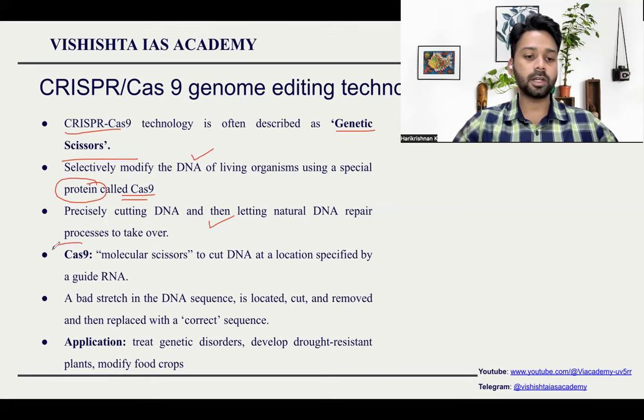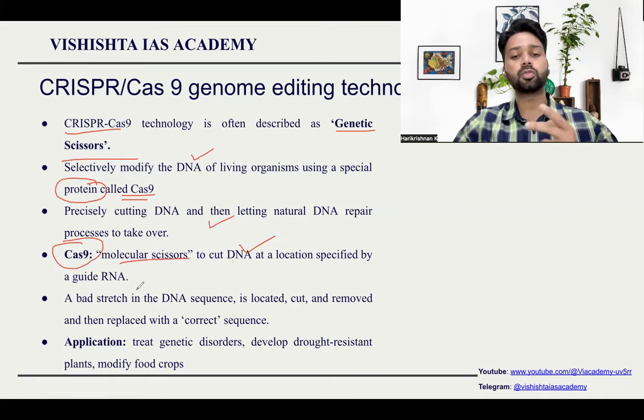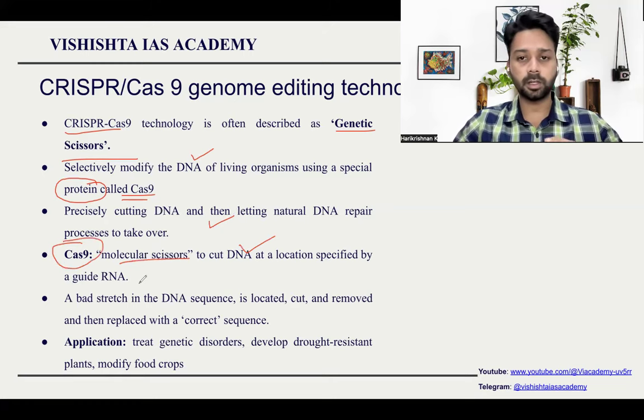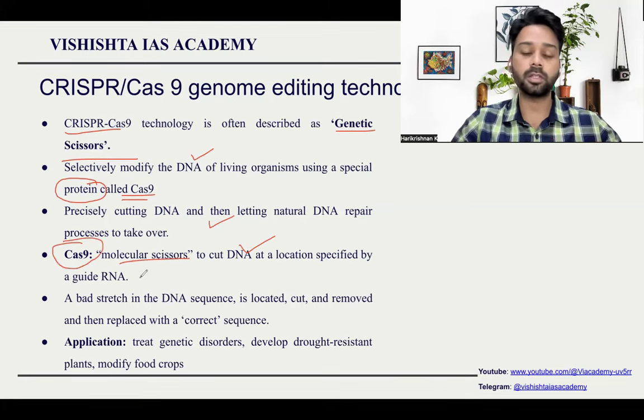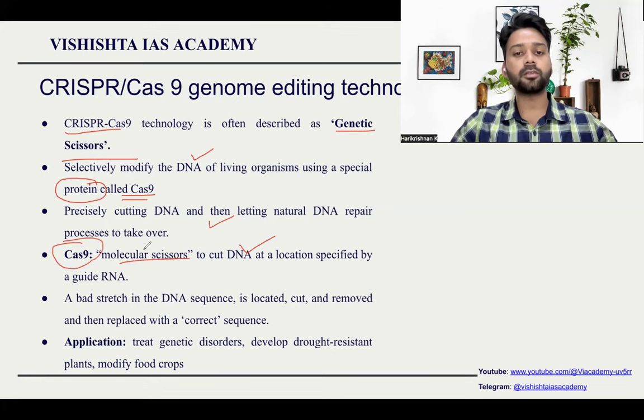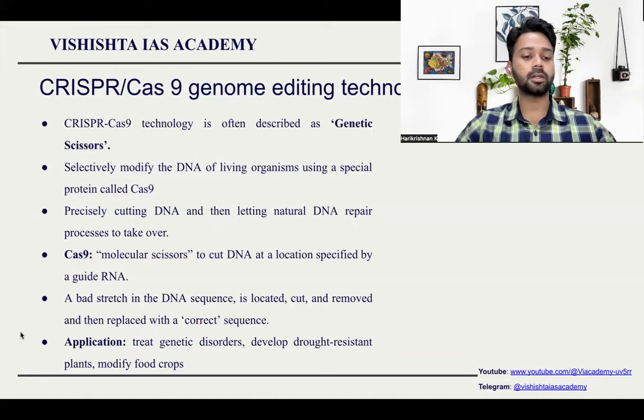So what exactly does Cas9 do? Cas9 is the molecular scissor, and it is used to cut the DNA at a location specified by a guide RNA. Two things are used: guide RNA and Cas9. Guide RNA will take the Cas9 to that particular place of the DNA where the problem is, and Cas9 will cut it, and then the problem can be overcome. It is applicable in overcoming genetic disorders, developing drought-resistant plants, and modifying food crops. For all these things, it can be used.